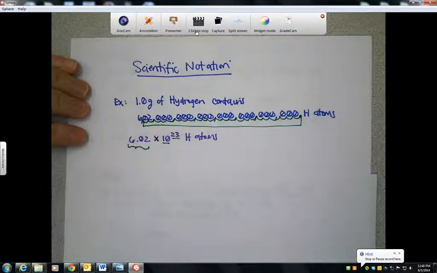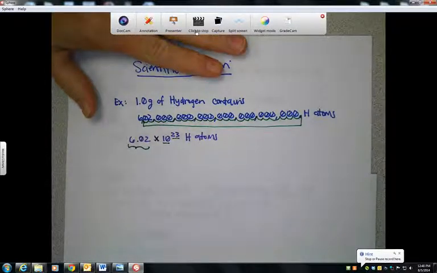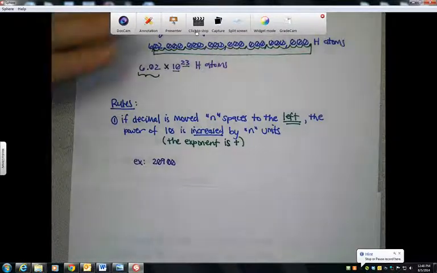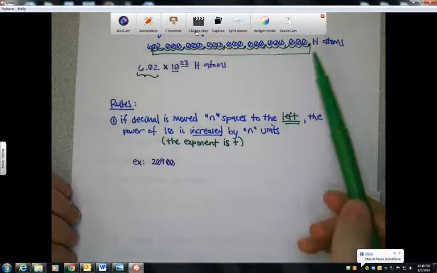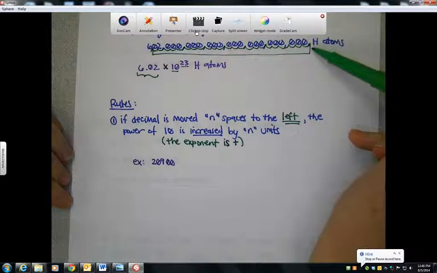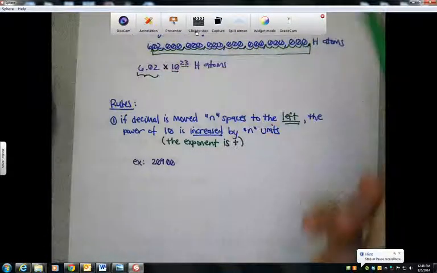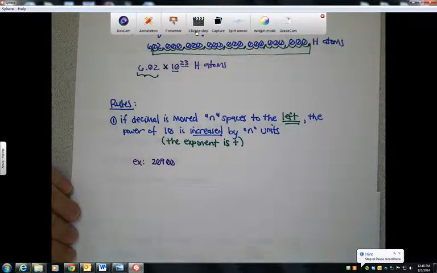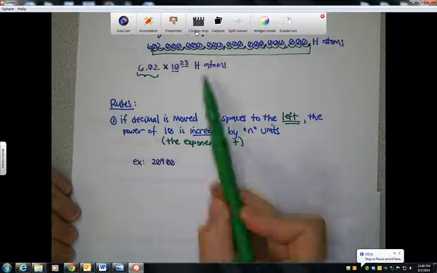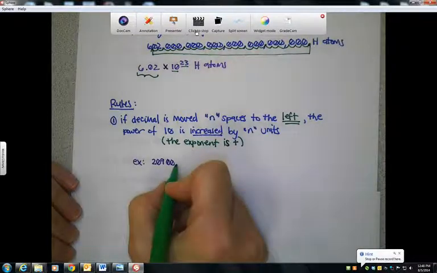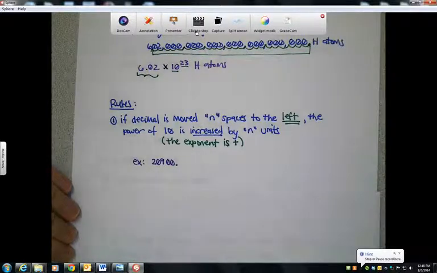So here are your general rules for writing numbers in scientific notation. If your decimal is moved to the left, like this, then your power of 10 is going to be a positive number. That means you're increasing 10 by that number. Here's another example. We assume the decimal is at the end of the number because it's not in the number. We didn't give you a decimal.